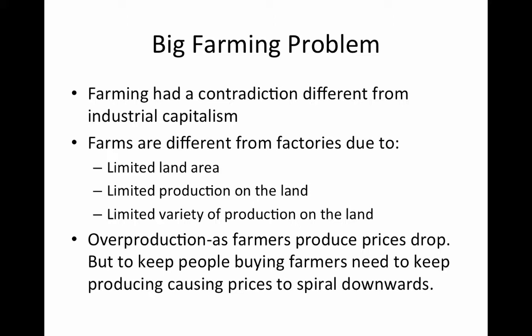But farms are different. Farms face a number of problems or limitations. They have a limited land area. They have a limited production they can do on that land. And the land can only produce so much of a variety of goods. Because of this, farmers face overproduction. As the farmers produce, prices drop. Remember, farmers want people to be buying goods, so they need to keep prices coming down. But the problem, especially for small farmers, is that as prices come down, they start to spiral downwards. And now farmers cannot keep up with the costs that they have on the land.